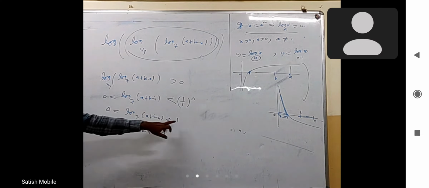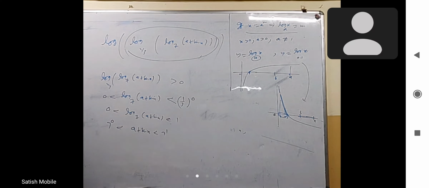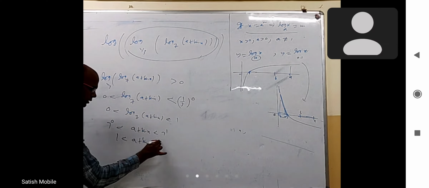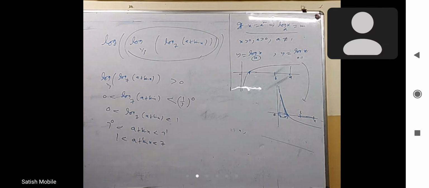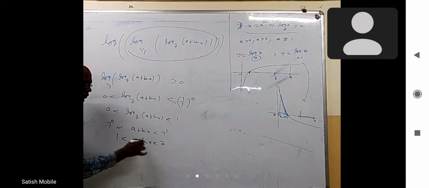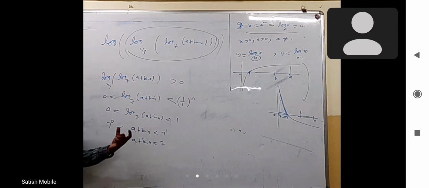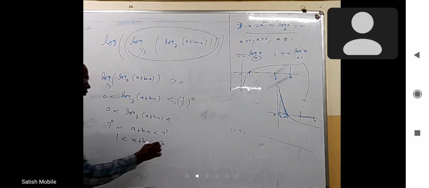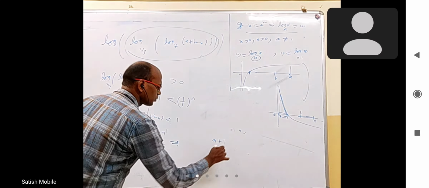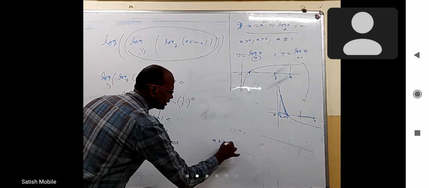Log x base a is m means x is a power m. So 1 less than a plus sin x less than 7. Whatever x you take doesn't matter. A should be such a way that a plus sin x should be between 1 and 7. So if you want this to be between these, the greatest value of this should be less than 7. What is the greatest value of a plus sin x? A plus 1. So a plus 1, the biggest value, should be less than 7.